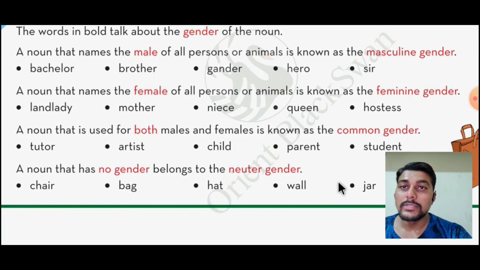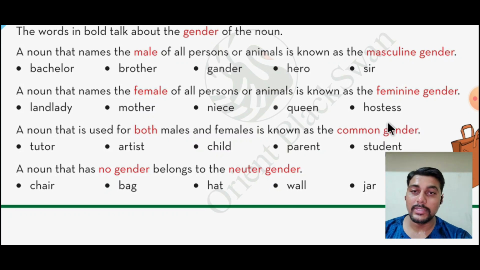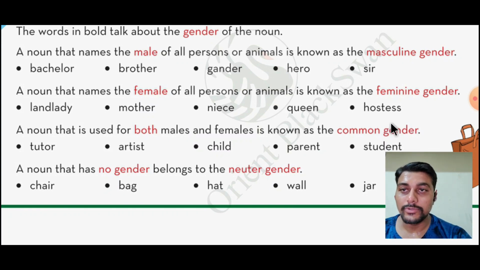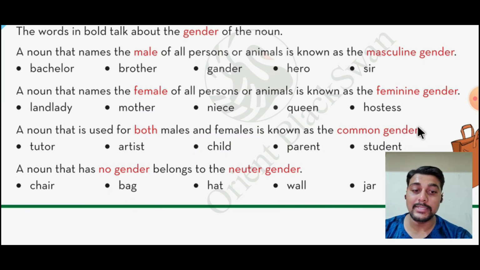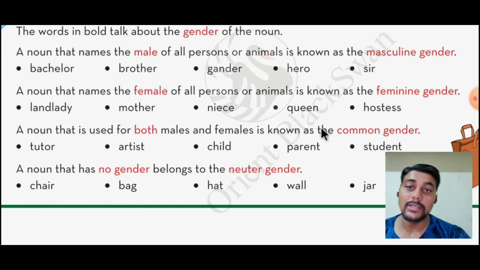So students, basically these four kinds of genders are there: masculine gender, feminine gender, common gender, and neuter gender. I think you have completed all these things again and again. So please remember it. And now we have to start the exercise part of our fourth chapter, in which we have to do all these things again with different examples.